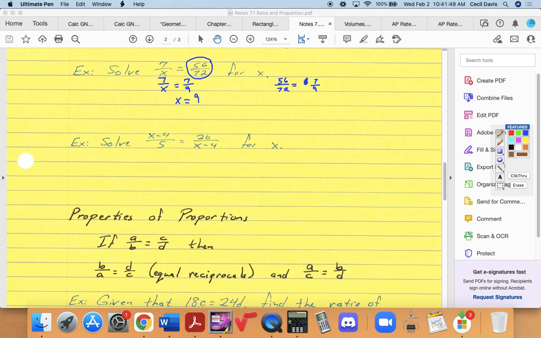Now, this next problem, not so easy. First of all, we cannot reduce anything here. Occasionally I have a student who goes, well, can't I divide the 4 into the 20? No, because it's not x times 4. So here, our only hope is to cross multiply. So we'll have 5 times 20 and x minus 4 times x minus 4.